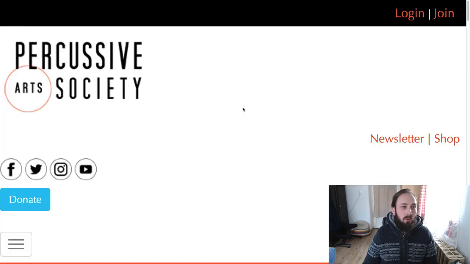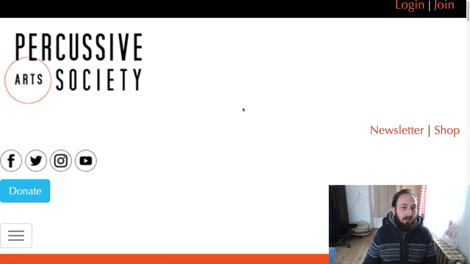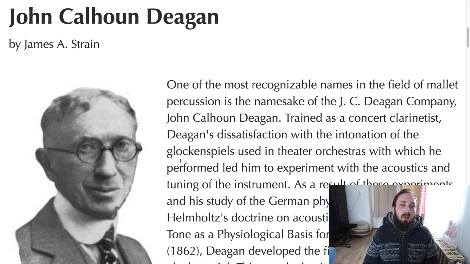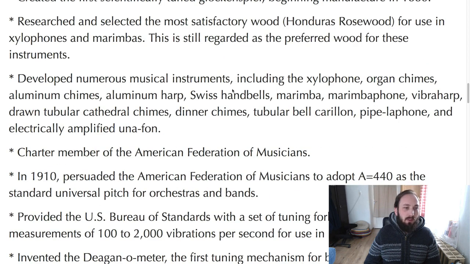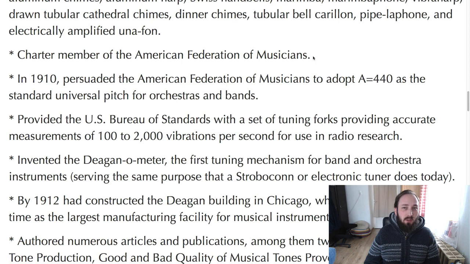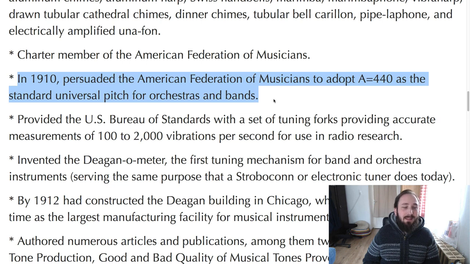For the answer, we should go back to the good old American land and check out this article on the Percussive Art Society under the Hall of Fame, John Colin Deegan. This guy was said to be one of the most recognizable names in the field of mallet percussions. Highlights of Deegan's career: nationally recognized performer on clarinet, member of the United States Navy, developed numerous musical instruments, charter member of the American Federation of Musicians, which is said to be a Rothschild-supported organization. And most importantly, in 1910, he persuaded the American Federation of Musicians to adopt the 440 Hz as the standard universal pitch for orchestras and bands.